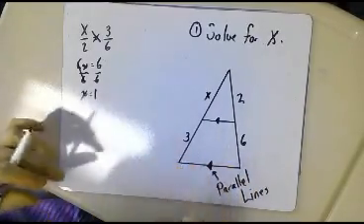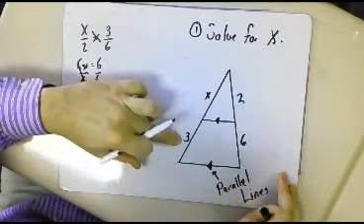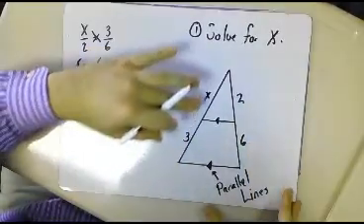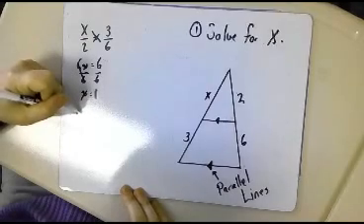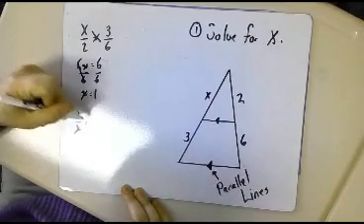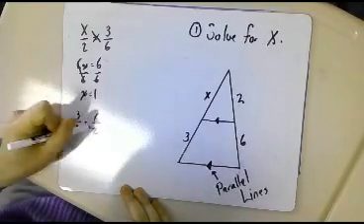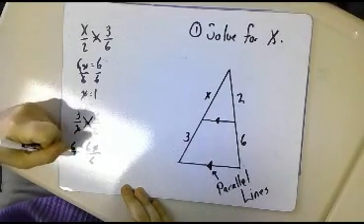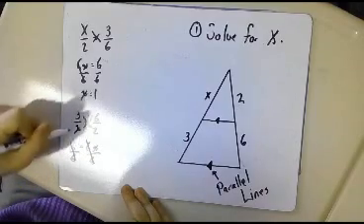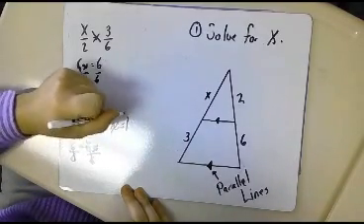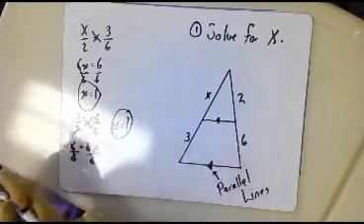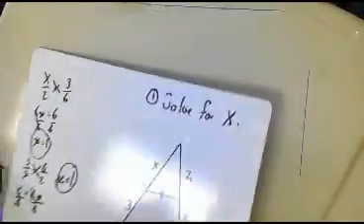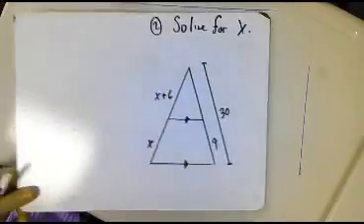Watch, it's not the only way you can set them up. There's a couple of ways you can set them up. So this time I'm going to go start, finish, start, finish. So 3 over x, 6 over 2. When I cross multiply those, I get 6 equals 6x, and divide by 6, divide by 6, and I get x equals 1 again. I'm just trying to point out that as long as you keep the direction that you're going in constant, for the most part, this will work. All right, let's take a look at the next one.